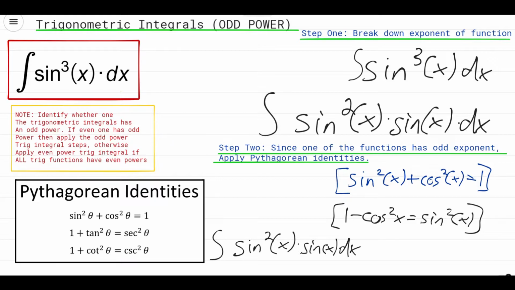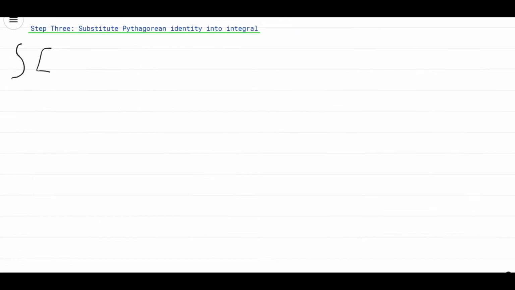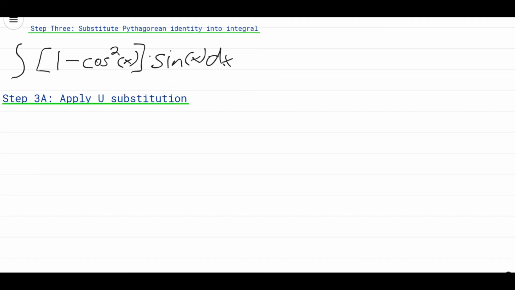We're going to substitute in the Pythagorean identity in the place of sine squared x. We had sine squared, so we're going to substitute 1 minus cosine squared x times the sine x that we already have times dx. And now we're going to integrate this function. So we're going to do this by applying the u substitution.